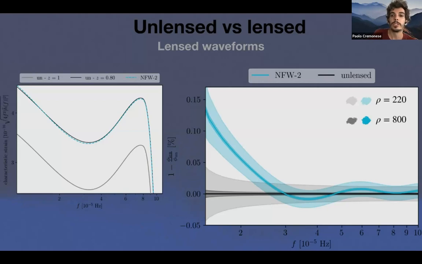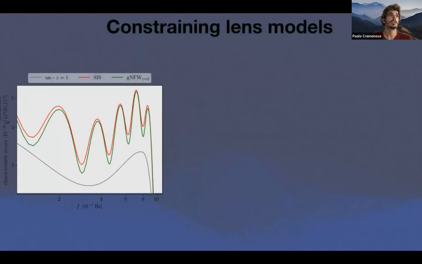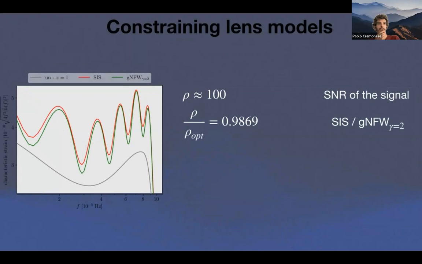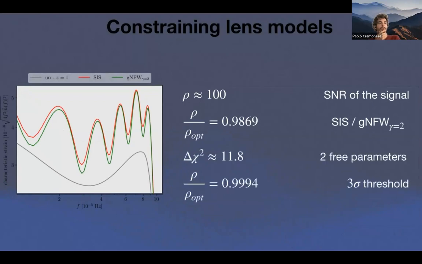So let's now see if we are able to distinguish between different lens models. Here we have an example. We have two signals that are lensed, one by a CIS model and one by a generalized Navarro-Franck-White model. We can see again that the two signals, the red and the green one, are very similar. So let's compute once again the match between these two signals.